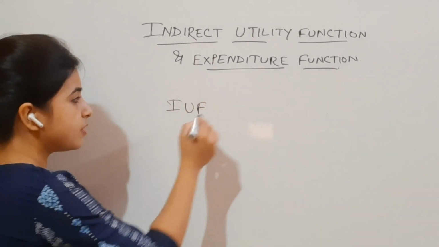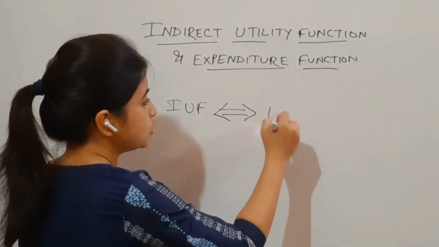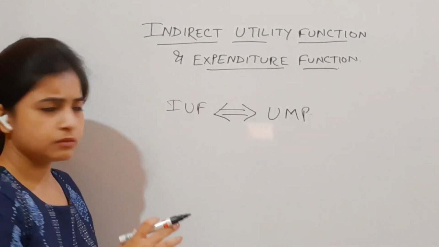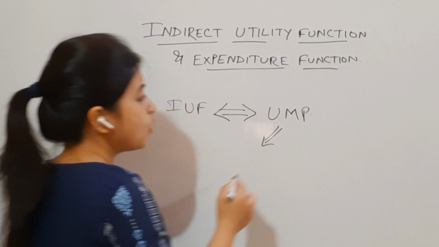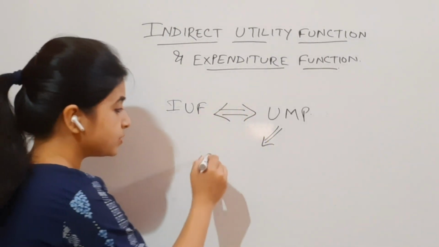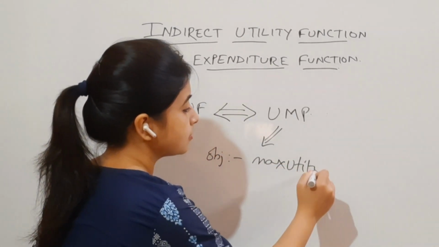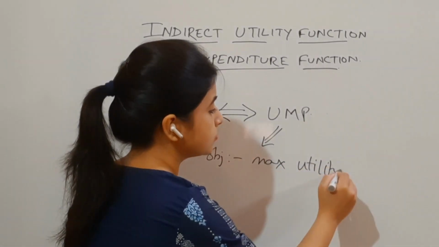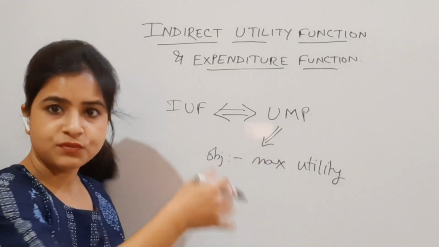So the indirect utility function is very much related to the utility maximization problem or theory. Why is this so? What is the main objective of the utility maximization problem? Here the objective is to find the maximum utility, right? Maximum utility of whom? The consumers. That can be achieved by satisfying the budget constraint.